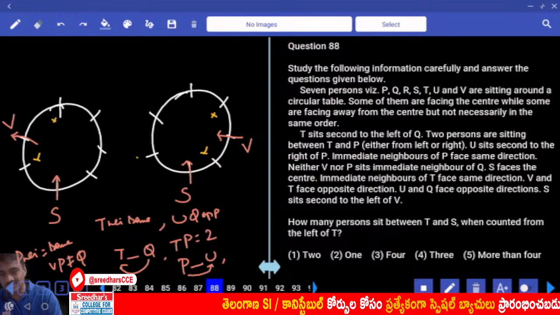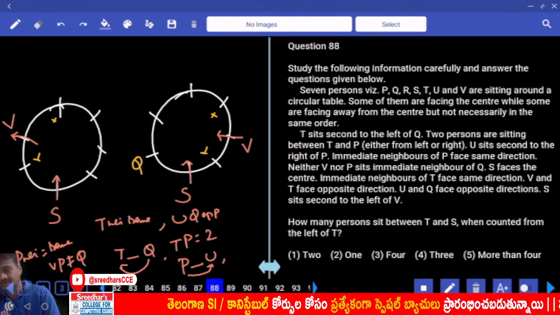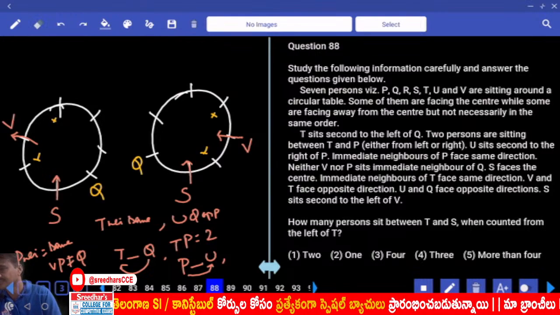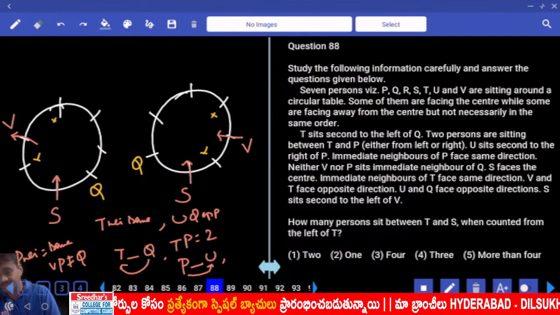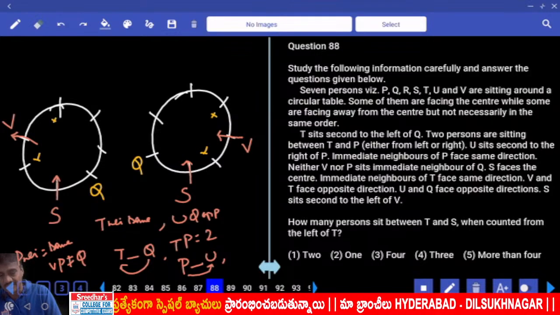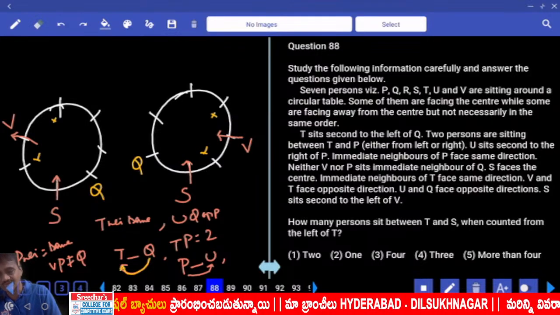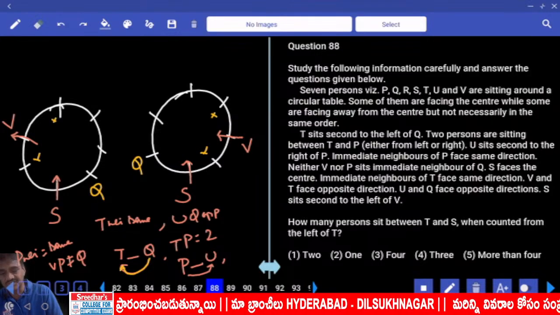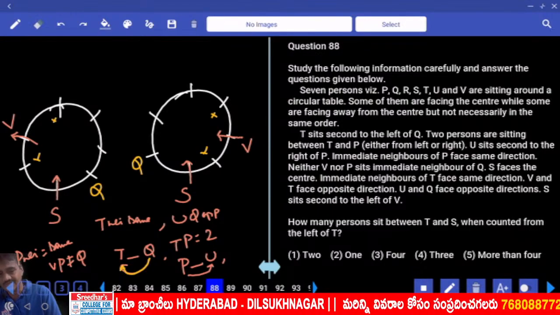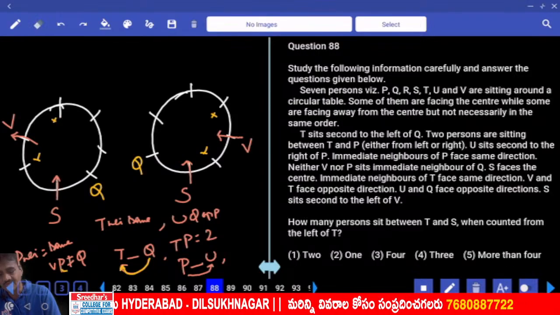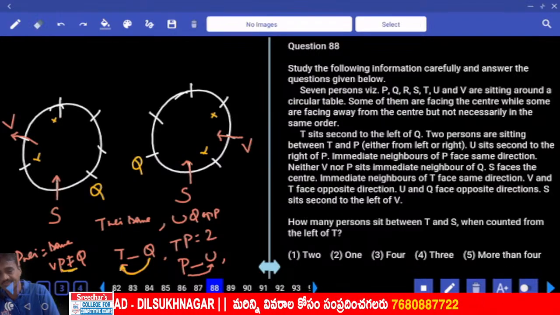Q cannot be in these two places. Can we have Q at this place or not? Yes. Now we have taken Q at this place. In both the cases, you are taking Q adjacent to S. Then next, T is seated second to the left of Q. As T is seated second to the left of Q, where can I have this T? V and P are not adjacent to Q, isn't it?